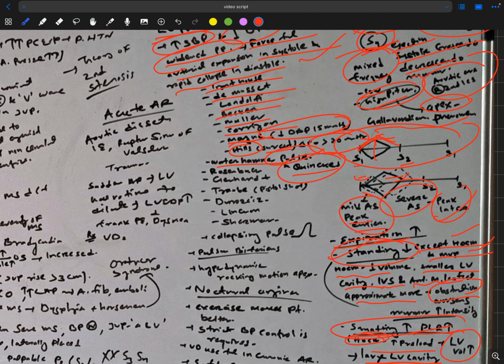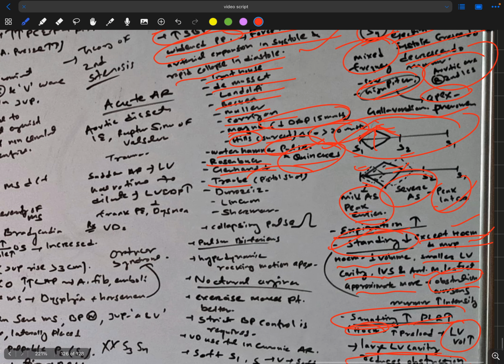Quincke's sign is blanching of the nail bed capillaries when we put light under it. That is also seen in case of AR. Rosenbach sign is visible pulsations of the liver. Gerhardt sign is visible pulsation of the spleen. Traube sign is pistol shot sound when stethoscope is put over the femoral artery. Duroziez sign is murmur heard when we put stethoscope on the femoral artery. Lincoln sign is nodding of the leg due to prominent popliteal pulsations. Sherman sign is pulsation visible on the dorsalis pedis artery. It is seen in more than 75%.